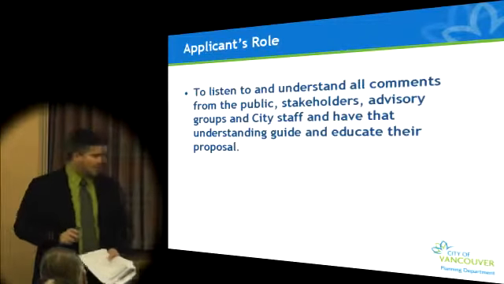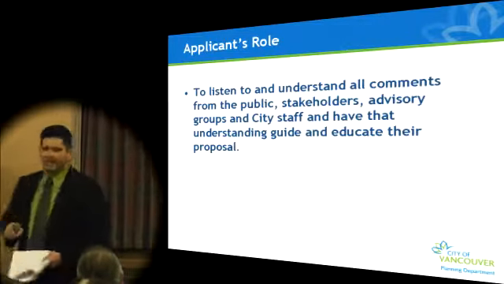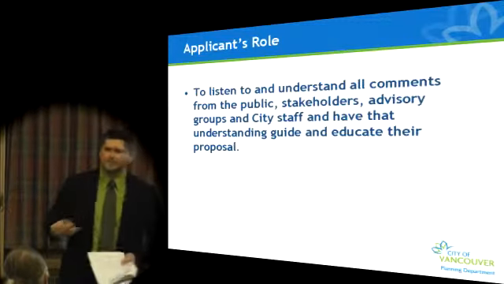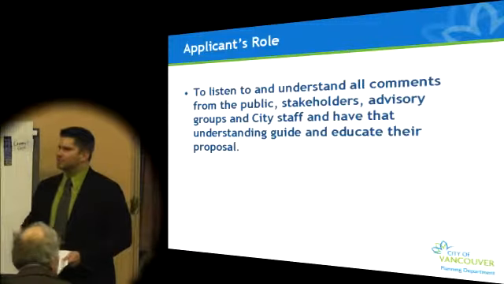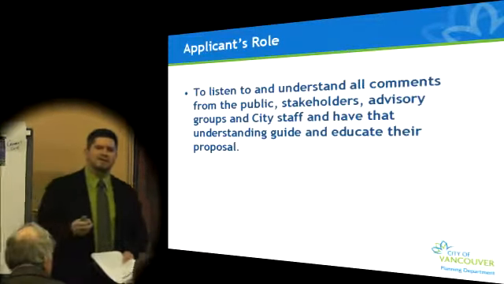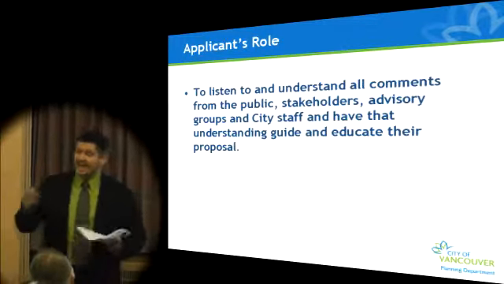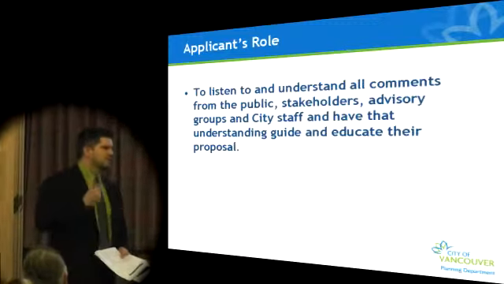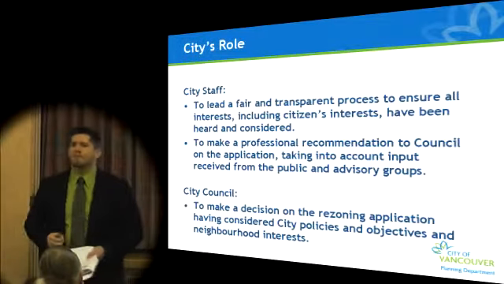The applicant's role. The applicant's role is to listen to and understand and make sure they've heard and understand all of the comments they've received from the public, stakeholders, advisory groups, and yes, us on city staff. And that's a serious obligation. They're not supposed to be flippant. They're not supposed to be dismissive of anything they hear. There is a commitment to make sure that it's been understood and considered carefully. Again, they don't necessarily have to agree with everything they hear, but they have a commitment to make sure they've heard and understood.